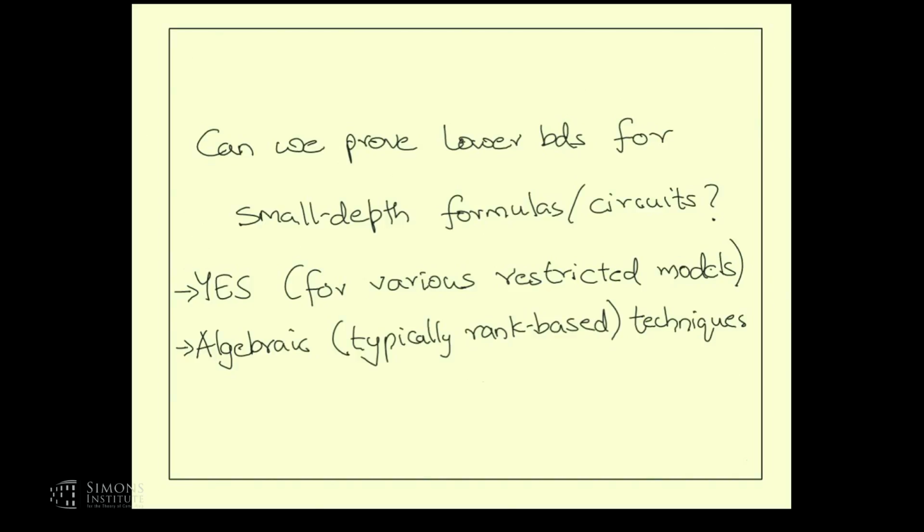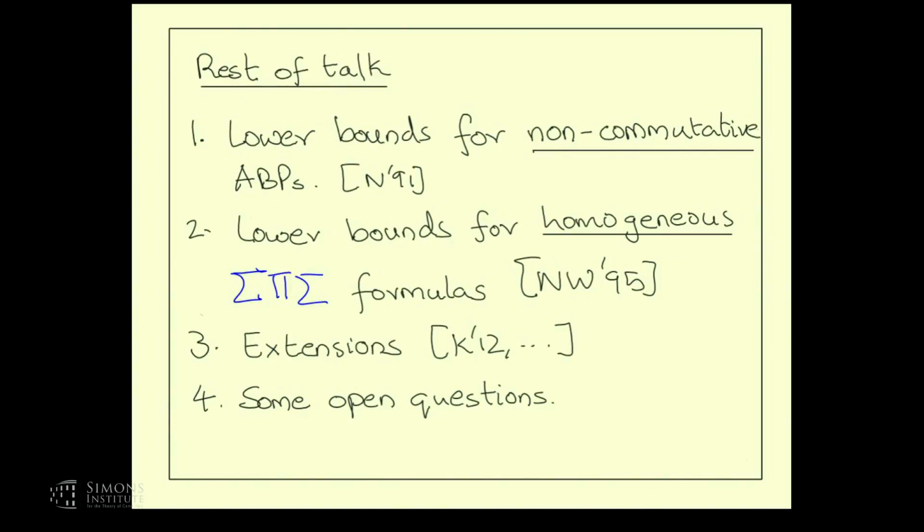And the techniques here are mostly algebraic, right? You saw the techniques in the depth reduction talk, which are just a divide and conquer algorithm, so fairly combinatorial. Whereas here the techniques will be algebraic, typically based on linear algebra, matrix rank, and so on. And we use these kinds of techniques to prove these lower bounds. All right, so this is the plan for the rest of the talk.